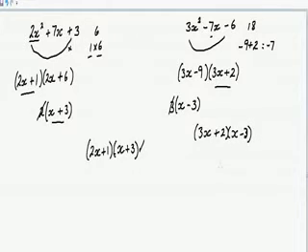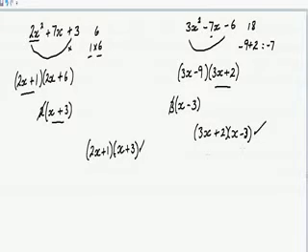Okay, so again I can check. 3x times x is 3x squared, plus 2 times minus 3 does give me minus 6. So that's the end of that equation.